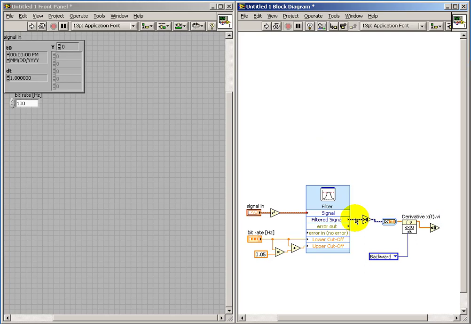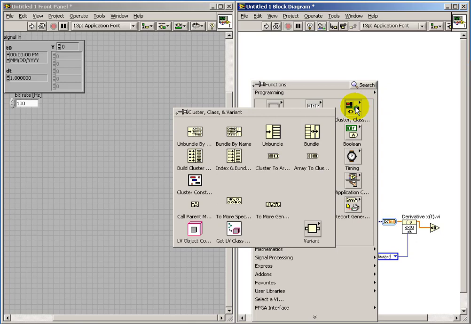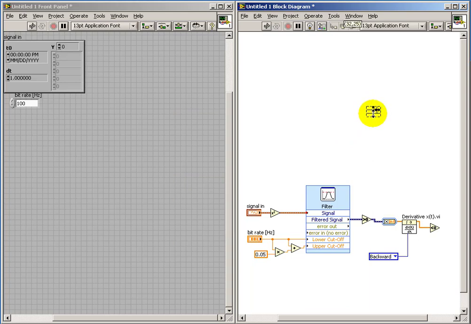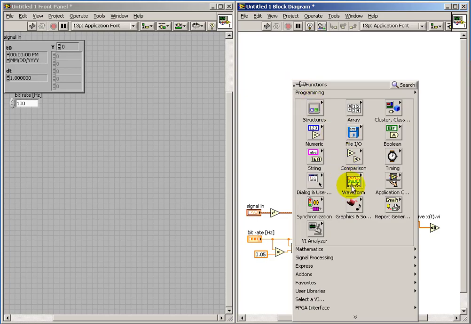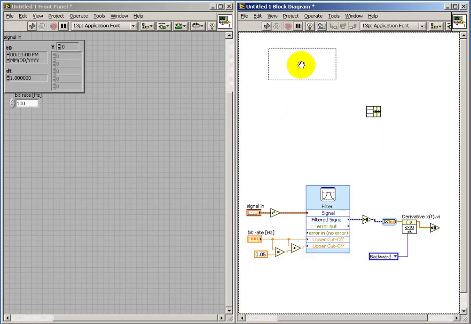Now I'd like to look at these intermediate signals that I'm highlighting as additional outputs from this subVI. Now instead of cluttering up the subVI with a bunch of different waveform outputs, which is certainly possible, I'm going to go ahead and bundle these together into a single output, because they can always be conveniently unbundled in the top level VI.